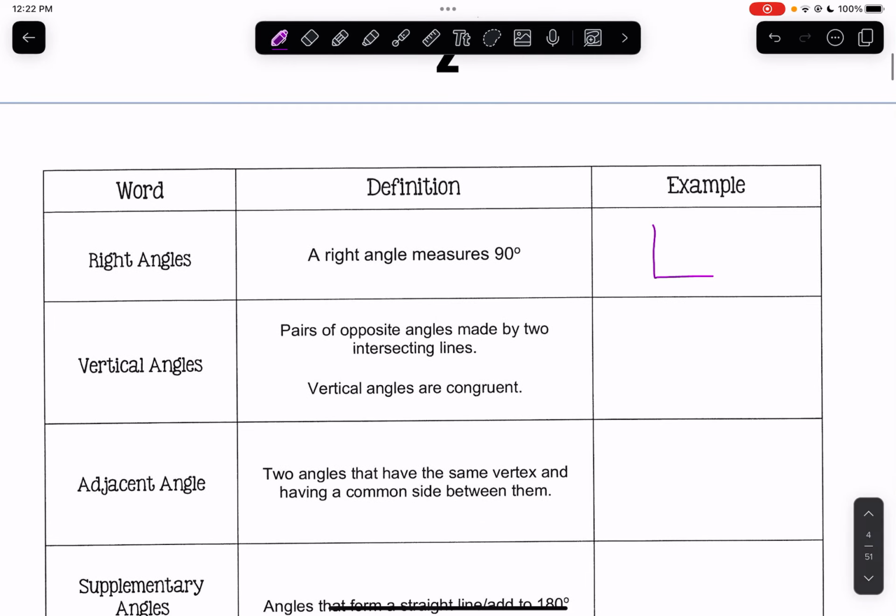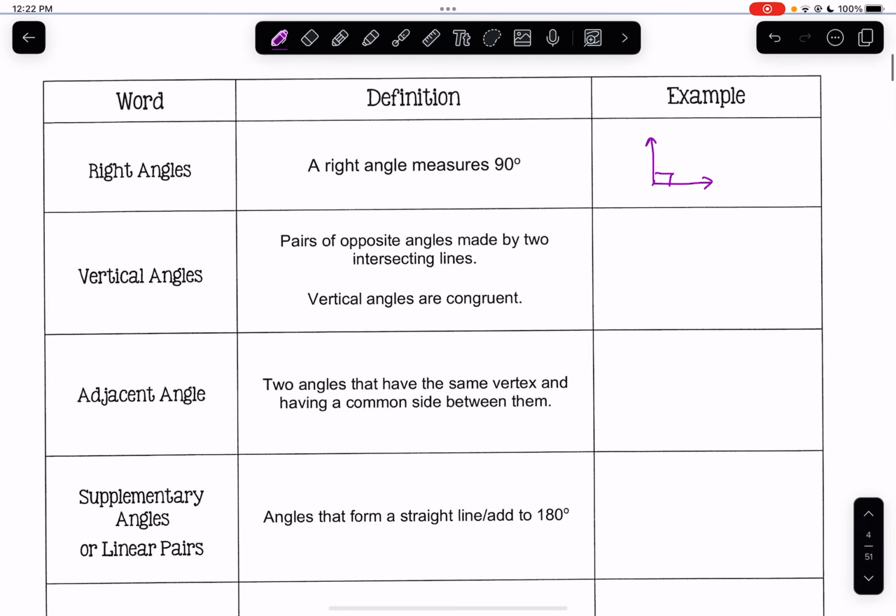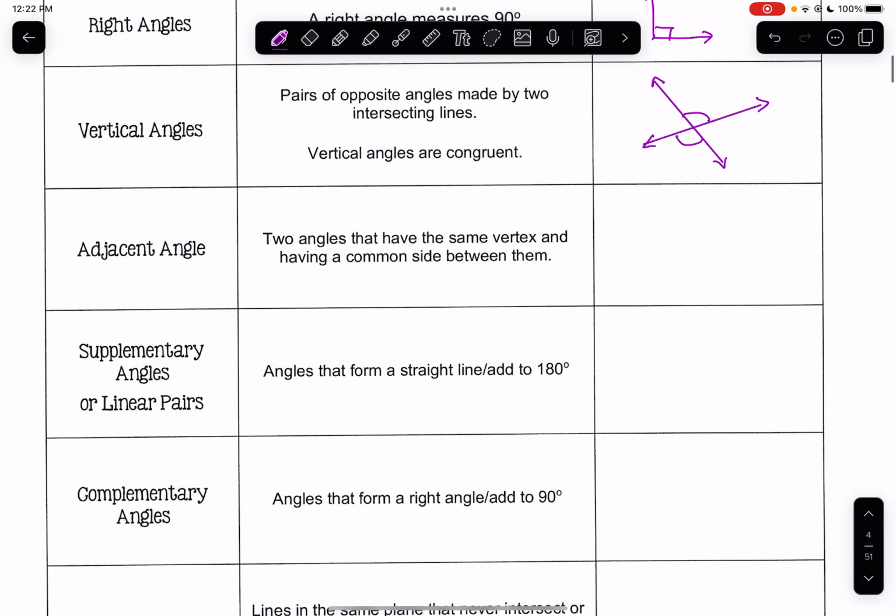A right angle, you guys should know, is at 90 degrees. It forms a corner. Vertical angles, you should also know, they are formed by intersecting lines. And we also know that these angles are congruent. An adjacent angle we haven't talked about as much, but these are angles that live right next to each other. So if I draw angles that share a ray, so angle 1 and angle 2 are adjacent because they have this ray in common.